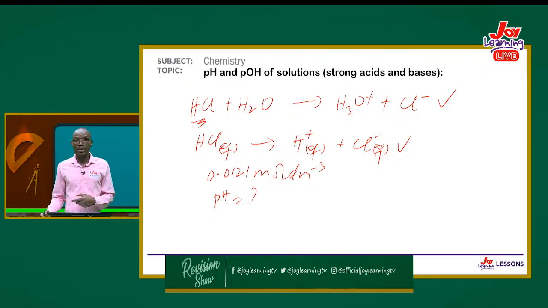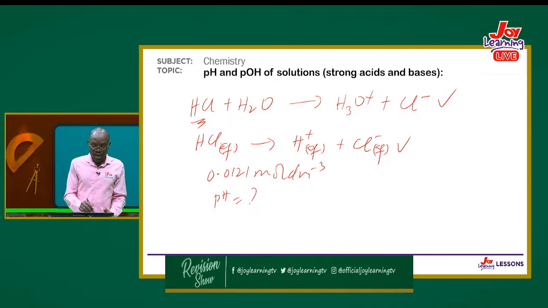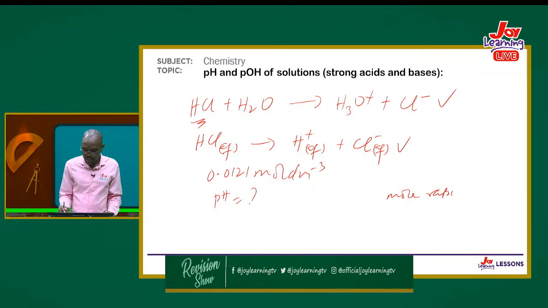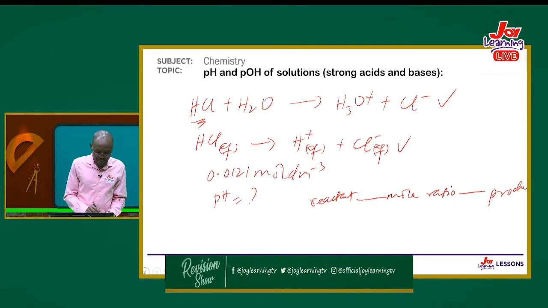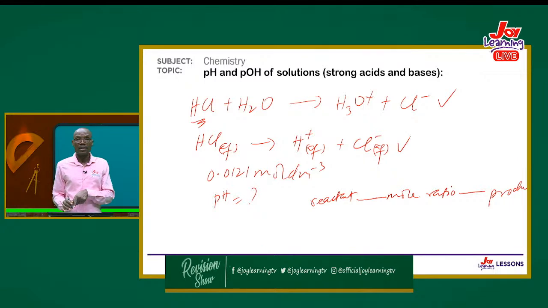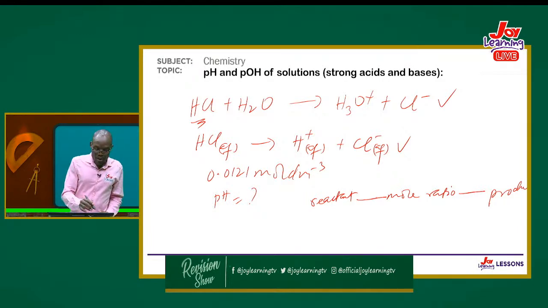So here you bring in more concept. So if I bring in more concept, then I have to use mole ratio. And the mole ratio is the bridge. So it's bridging the reactant and the product. Or I say that it is the bridge between where you are, that is what you know, and where you are going, that is what you don't know. So if I'm using the mole ratio, it's bridging me from the known onto the unknown.